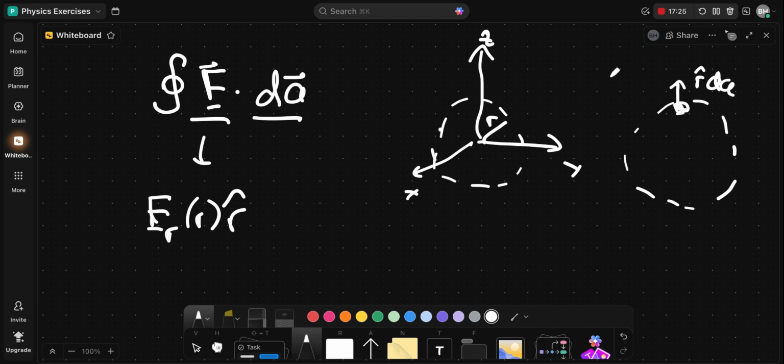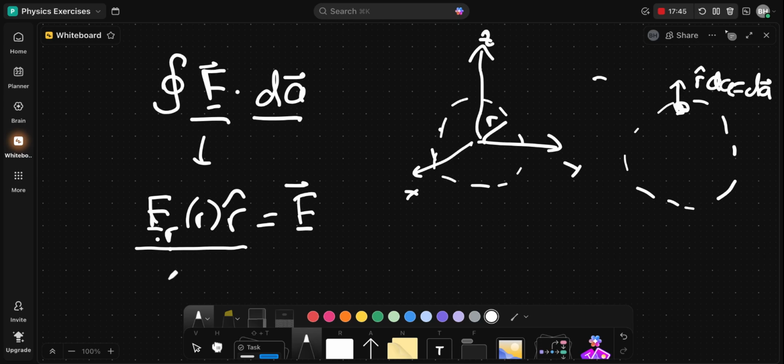So let's call that, I don't know, well, actually that's dA. Okay, that's what I call the dA. So for each infinitesimal element, we have on the one hand a radial electric field vector. On the other, so this would be our E.